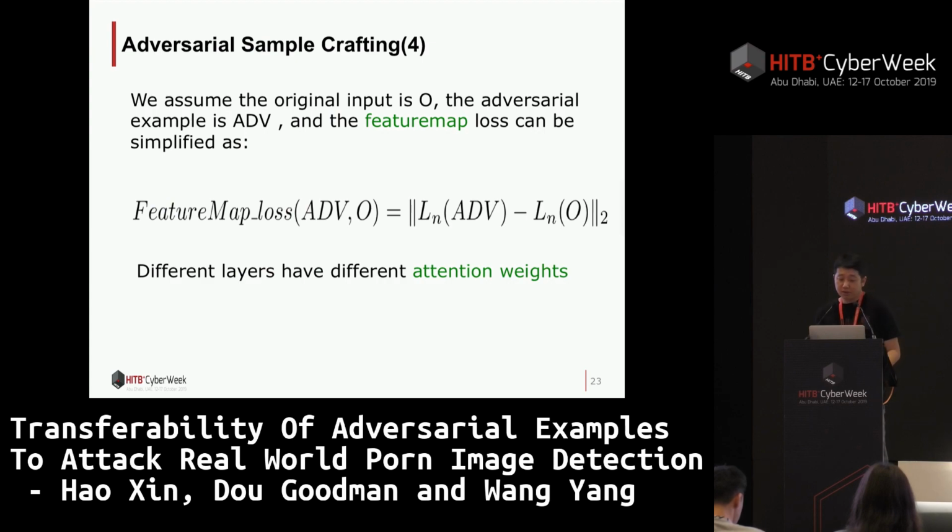Here is a definition of the feature loss function. We take the Euclidean distance of a multi-layer feature map between the original image and the adversarial example as feature loss.